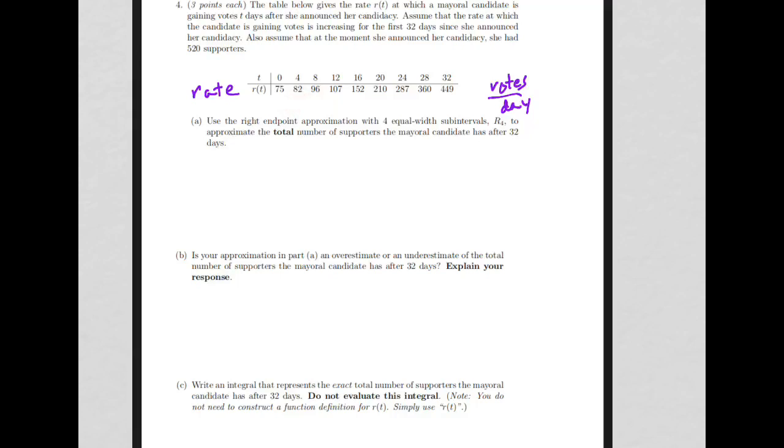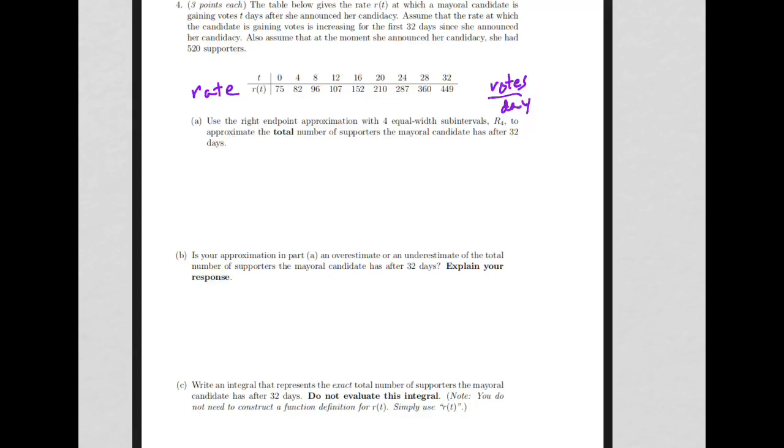So if you wanted to find the total amount, what you'll want to do is take a rate and multiply it by a time to get an approximation of the total number of people per time. But it's asking specifically for R4. So what I want to do is find out what is the width of our, and I'm putting this in quotes, rectangles.